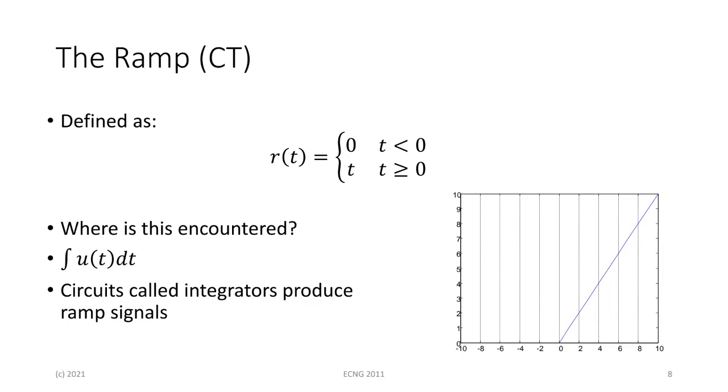And the ramp. The ramp signal is a signal that, again, before t equal to 0 is nothing, and after t equal to 0, it's a 1-to-1 sort of slope. It goes up 1 unit in amplitude for every 1 second in time. And where would you likely encounter something like this?